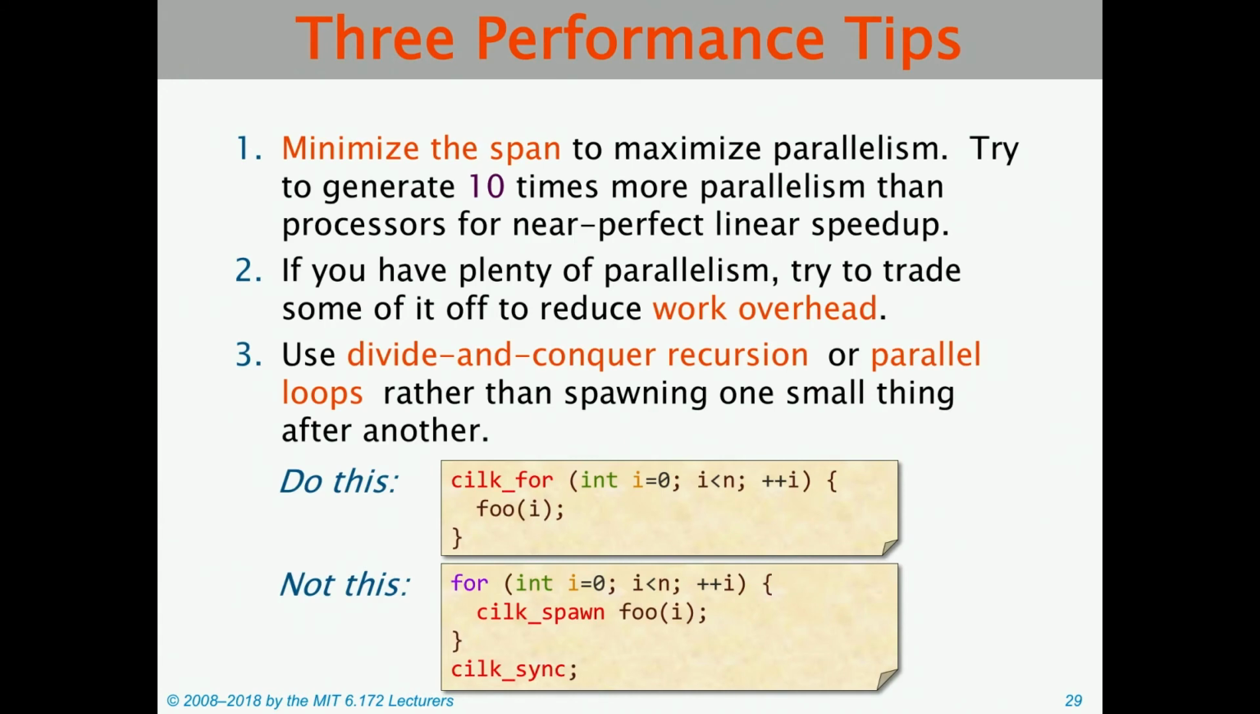Generally, you should use divide and conquer recursion or parallel loops rather than spawning one small thing after another. So it's better to use the cilk_for, which is already doing divide and conquer parallelism, than the strategy of spawning off one thing at a time, unless you can chunk them so that you have relatively few things that you're spawning off. This would be fine if foo of i was really expensive. Then we'll have lots of parallelism because there's a lot of work there. But generally, it's better to do the divide and conquer.